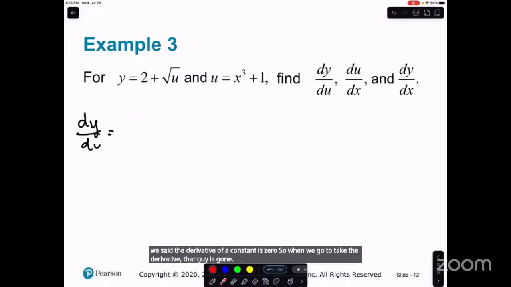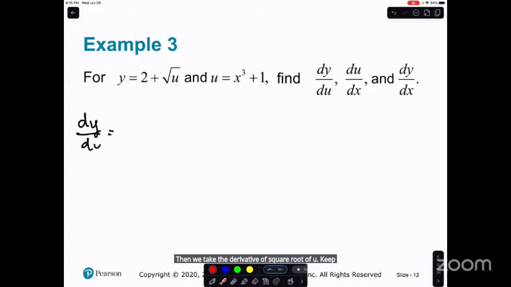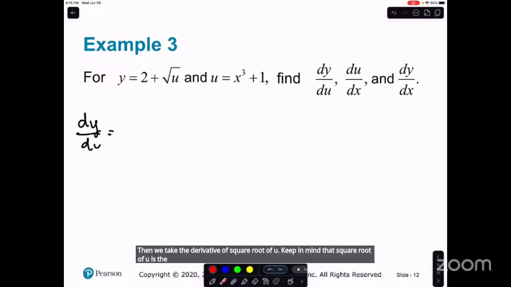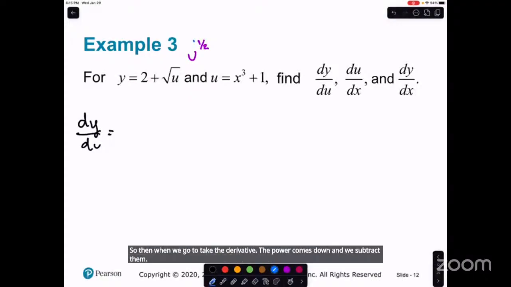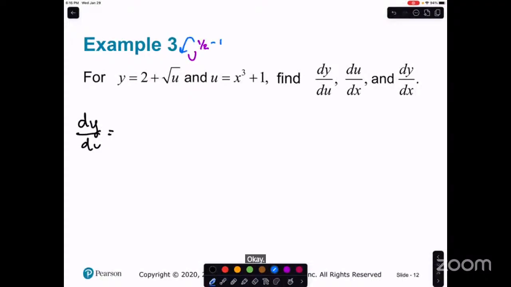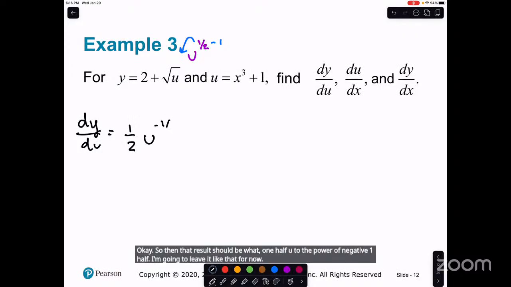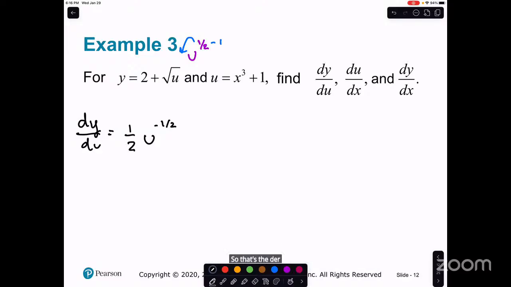Then we take the derivative of square root of u. Keep in mind that square root of u is the same as u to the power of a half. All right? So when we go to take the derivative, the power comes down and we subtract 1. So that result should be 1/2 u to the power of negative 1/2. I'm going to leave it like that for now. Okay? So that's the derivative of y with respect to u.